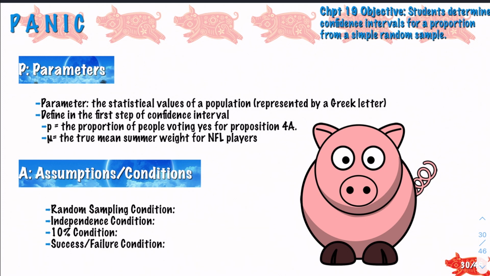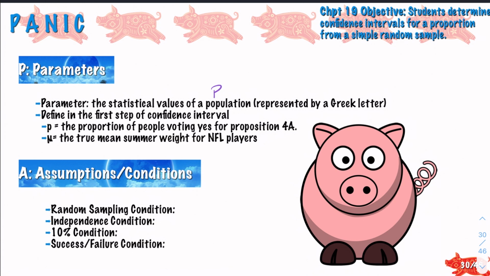So let's just break it down one step at a time. P stands for the parameter. That is the statistical value of the population, usually represented by a Greek letter. It is defined in the first step of your confidence interval, regardless of whether it's for a proportion or for a mean. P stands for the true population proportion, let's say voting for proposition A. Mu, the true mean summer weight of the NFL players.